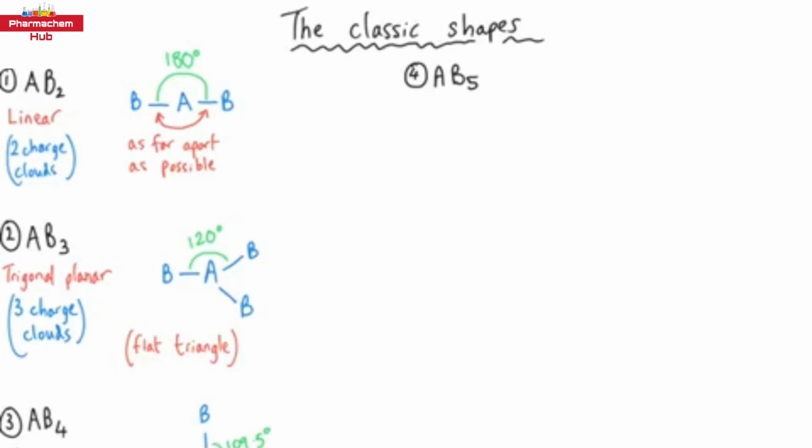If we move on to 5 pairs of electrons, we have got the AB5. And so we've got 5 pairs of electrons.